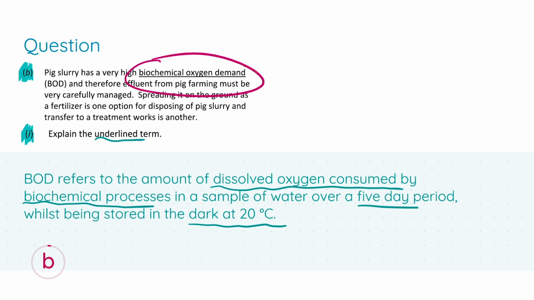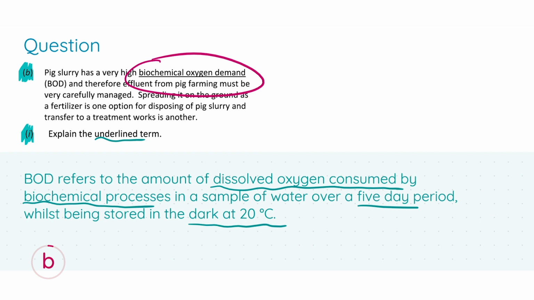There are a few important buzzwords to note in this definition and explanation. The key one is that BOD refers to the amount of dissolved oxygen. So it's this measure of the dissolved oxygen in the sample that is being consumed by biochemical processes. These could be biological, by small bacteria, or otherwise. And to give the definition a time frame, this is said to be in a sample over a 5-day period, whilst it's being stored in the dark at 20 degrees.